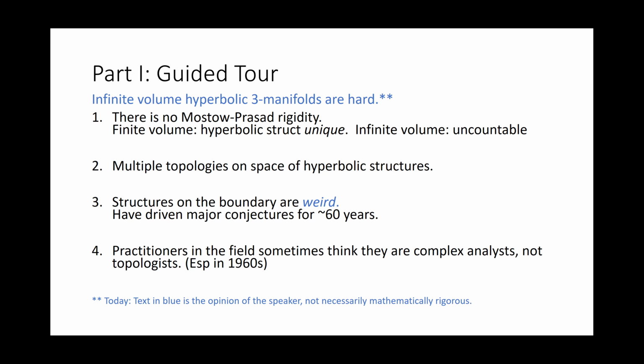Number 3, once you have these topologies on spaces of hyperbolic structures, you can go out to the boundary of the space of hyperbolic structures, and at the boundaries, things get weird. In fact, some of this boundary behavior is what has been driving the field for about 60 years. And then finally, it's sometimes hard to read the literature, especially the early stuff in the 1960s, because they thought they were doing complex analysis. They didn't realize they were doing three manifold geometry.